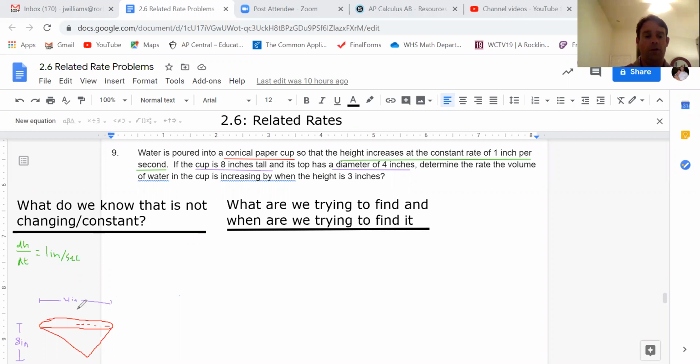And by the way, if it has a diameter of 4 inches, that means it has a radius of 2 inches. I don't really care too much about the diameter. What are we trying to figure out here, friends? Determine the rate of the volume of water. So we're going to try to find dV/dt.